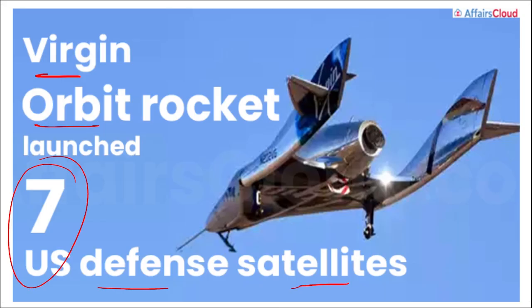So coming back, the news that you have to remember is that the Virgin Orbit rocket took 7 US defense satellites into space. How many US defense satellites were taken by this particular Virgin Orbit rocket? A total of 7 satellites were taken into space and they were US defense satellites.